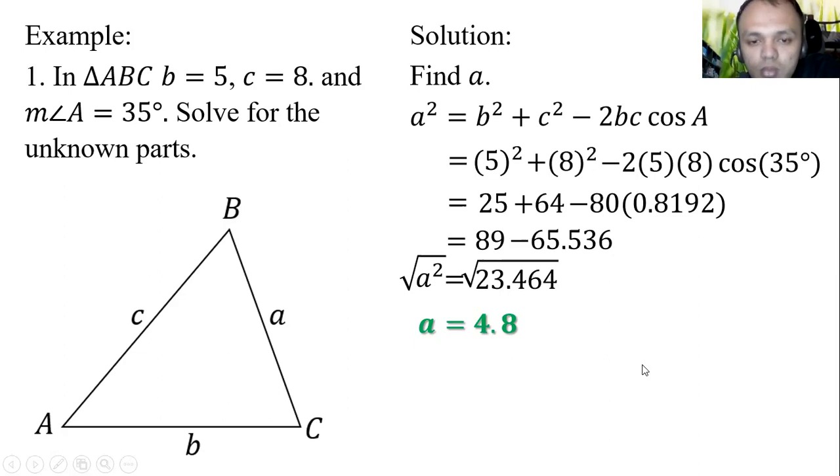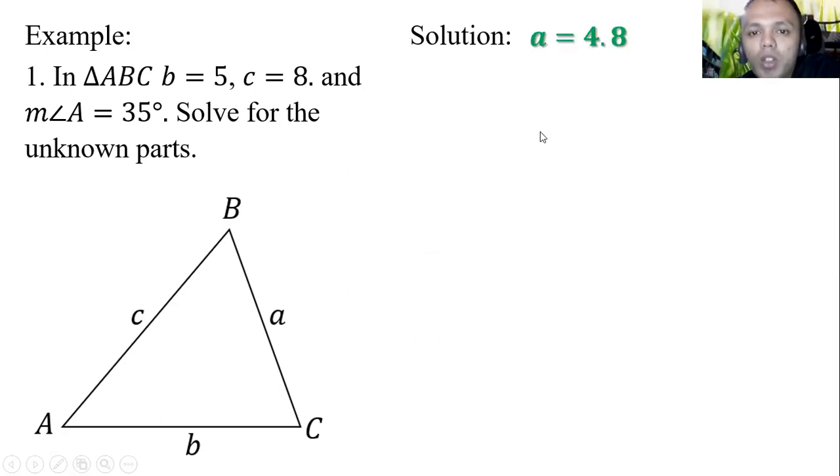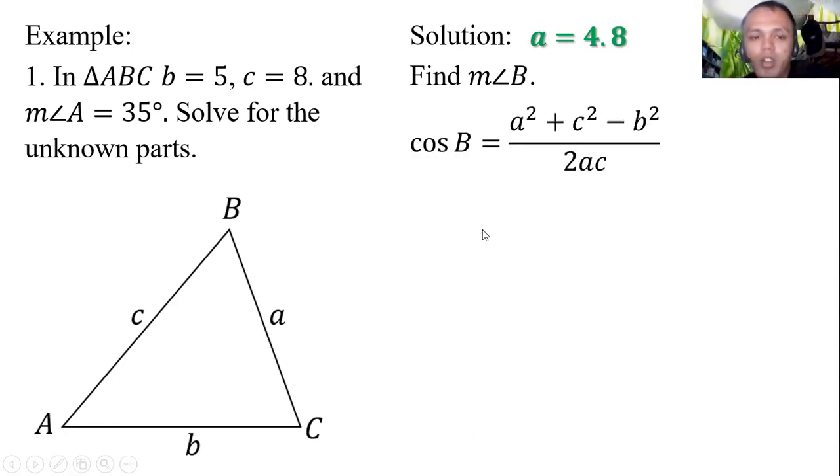Okay? Now, next, what about when the missing one is the measure of angle B? How can we find the measure of angle B? We can use this formula: cosine B equal to A squared plus C squared minus B squared over 2AC. This is only applicable when the three sides of the given triangle are all known. Since we already got A, which is 4.8, we can already use this formula.